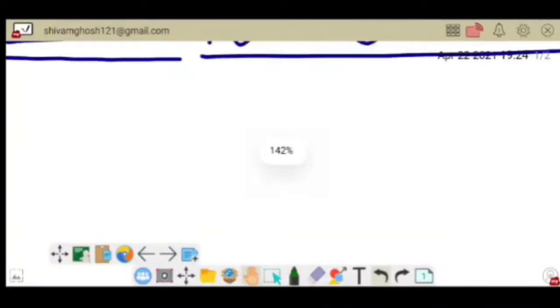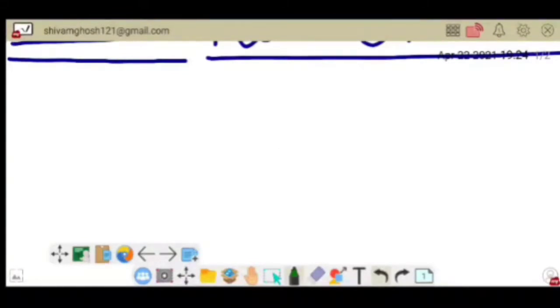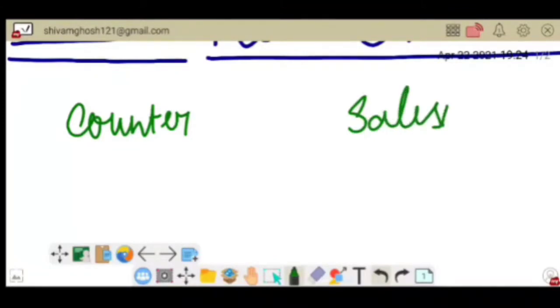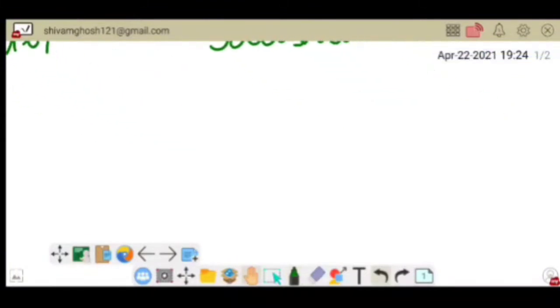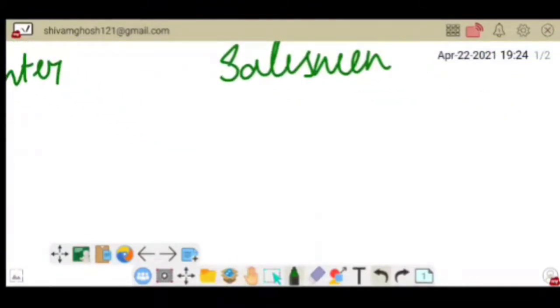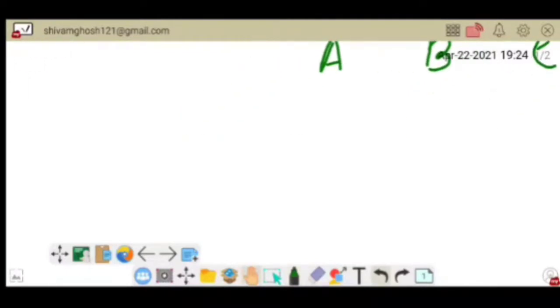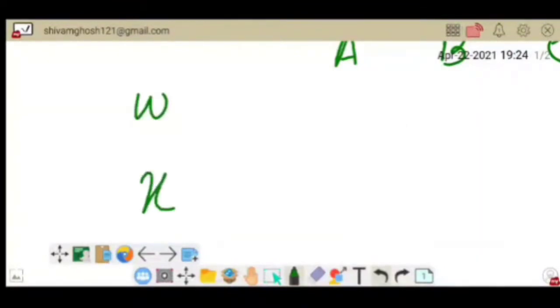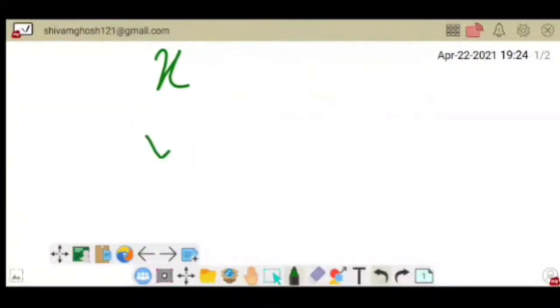We'll write down the matrix in each of the steps again and again. Okay, so the salesmen are A, B, C and D, and the jobs are W, X, Y, Z.